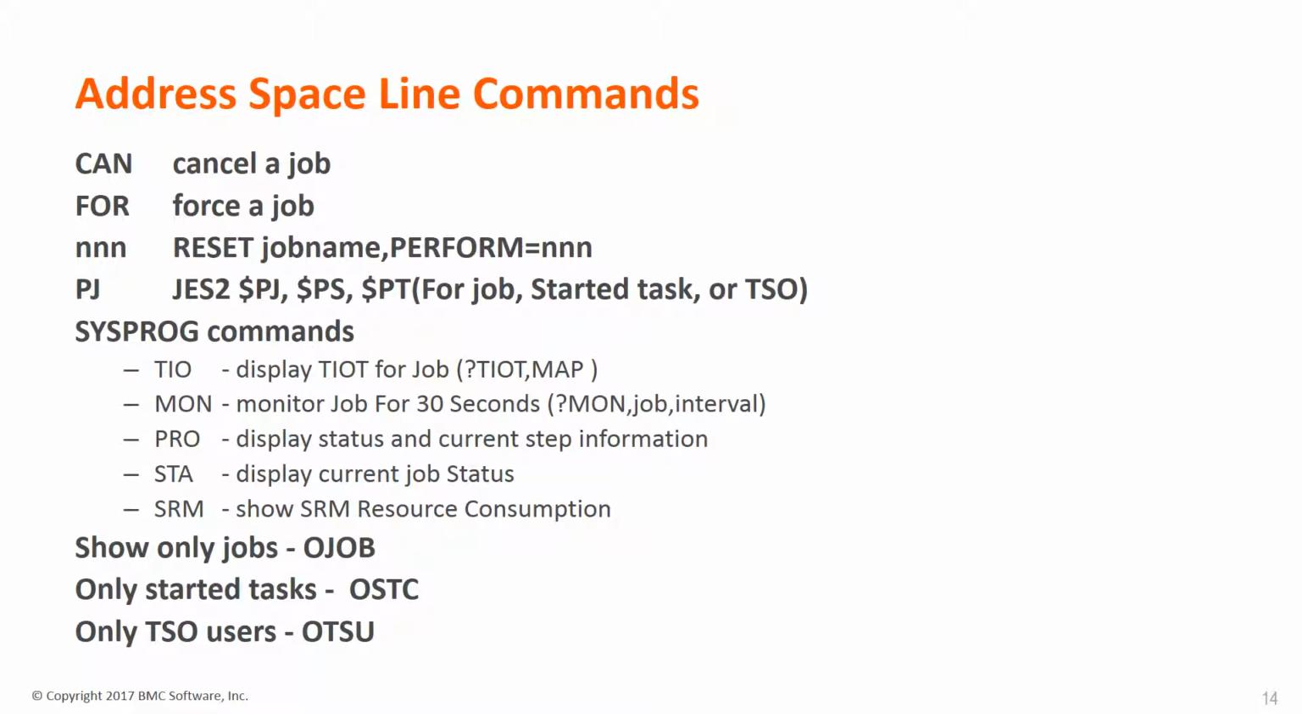The auto operator for z/OS address space OCD provides a number of different actions that you can take as line commands. You can cancel jobs, you can force a job, you can change the performance of a job, you can issue purge commands, you can issue several different sysprog commands to display the TIOT, you can monitor the job to get some sampling for it, you can display the current step and status information, and you can show the SRM resource consumption. You can set some basic filters in this display to only show jobs, started tasks, or TSO users.